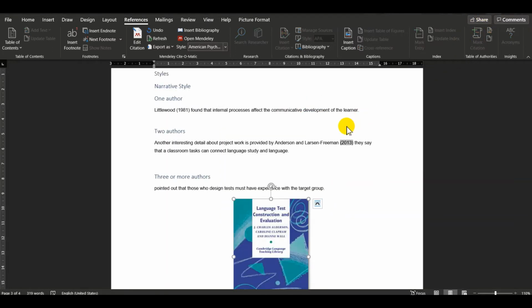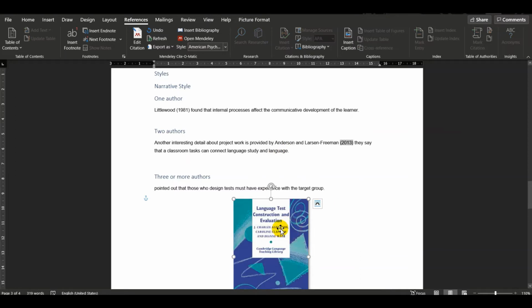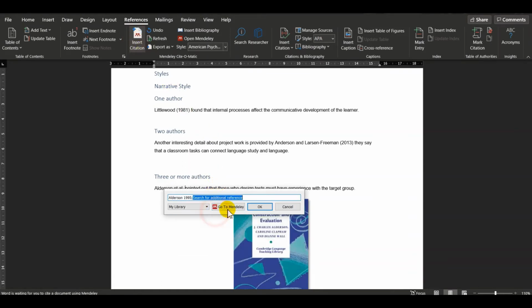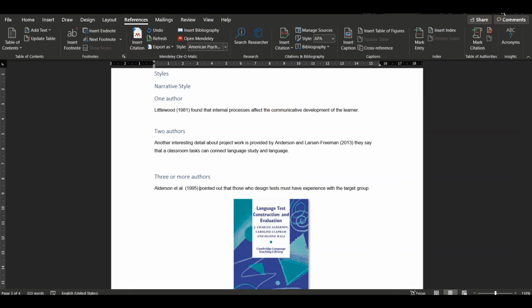After talking about direct quotation and paraphrasing with one author, Littlewood, and 2 authors, Anderson and Larsen-Freeman, what about books with 3 or more authors? For example, this one. Well, in a narrative style, you start writing the first one alphabetically, Alderson et al. Period. Then you insert citation, look for their book, Alderson, and since you already wrote the first surname, you suppress the author and you generate the correct date.